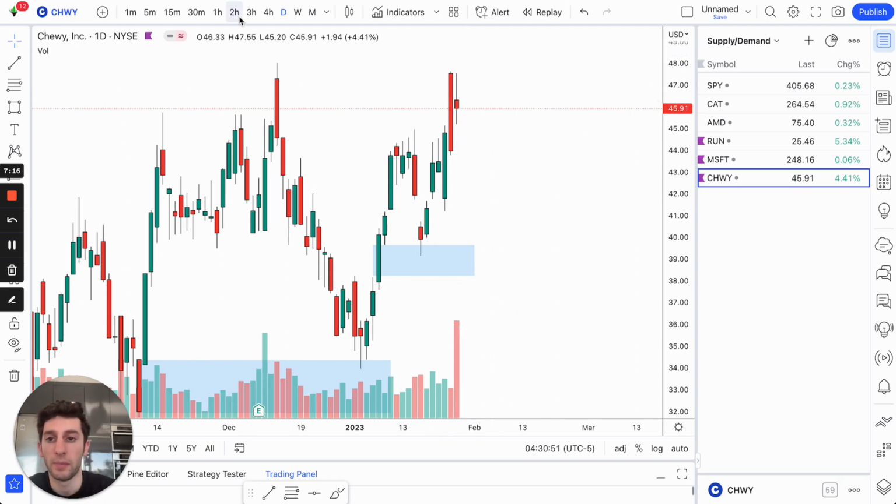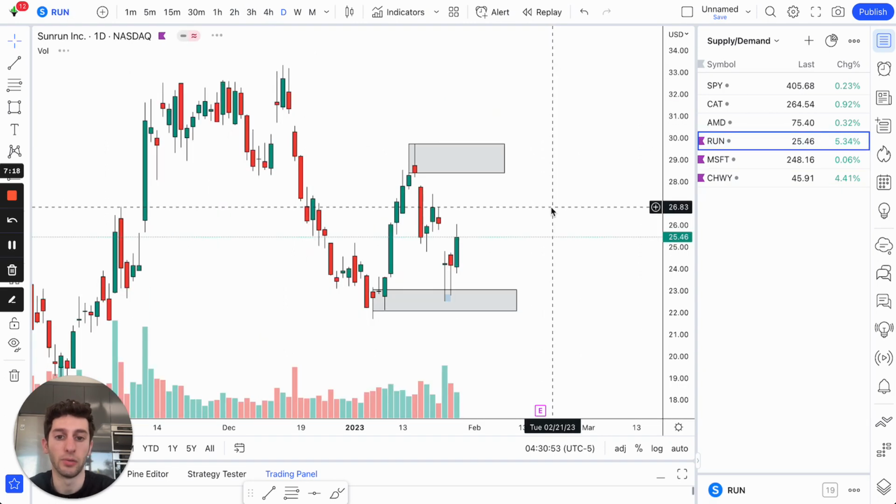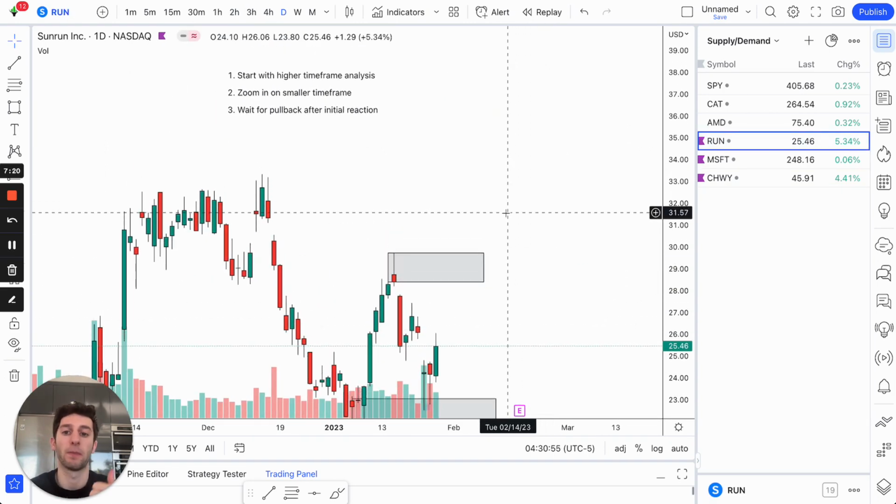So with that being said, guys, let me go ahead and show you the 3 steps again. So step 1, start with the higher time frame analysis. Step number 2 is going to be zoom in on the smaller time frame. And then step number 3 is going to be wait for that pullback after you get that confirmation of trend. That's going to help you see an increase in your risk reward as well as an increase in your win rate.